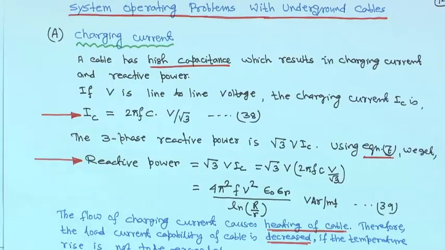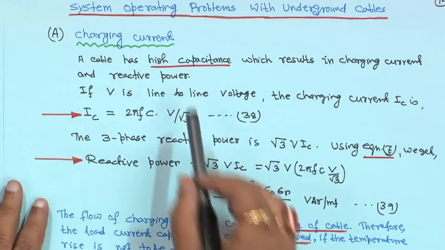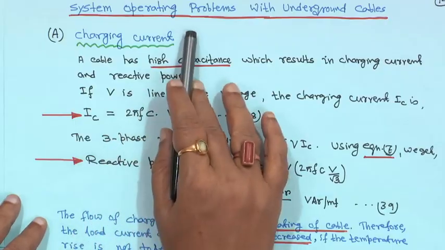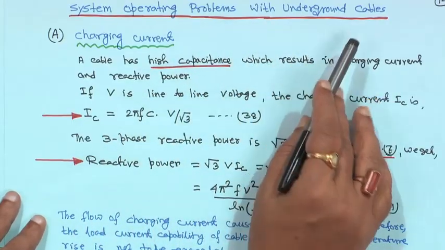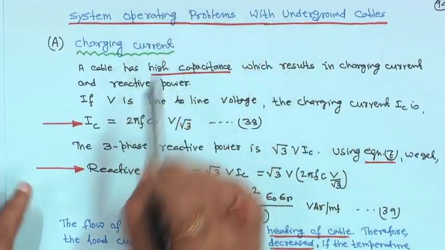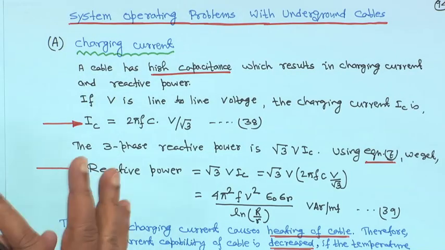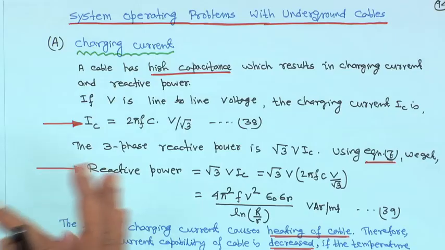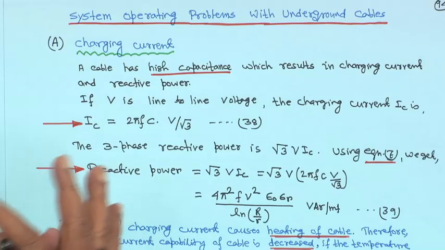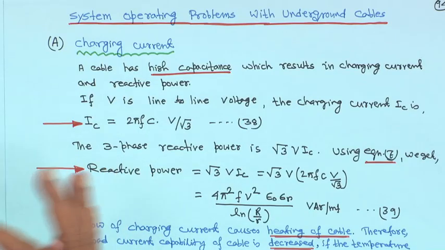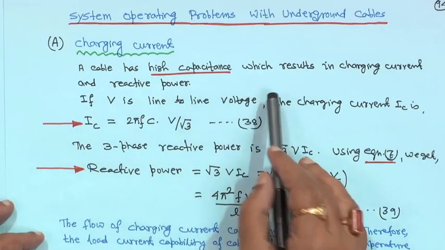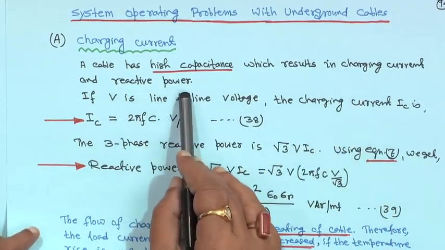Next is the system operating problems with underground cable. You know skin effect, Ferranti effect. Just briefly will be discussed, like charging current. What are the problems? The first is the charging current. A cable generally has high capacitance; even for an 11 kV cable you have to consider the capacitance, whereas for an overhead 11 kV line there is no need to consider the charging capacitance, because it is negligible. So, a cable has high capacitance, which will result in charging current and reactive power.